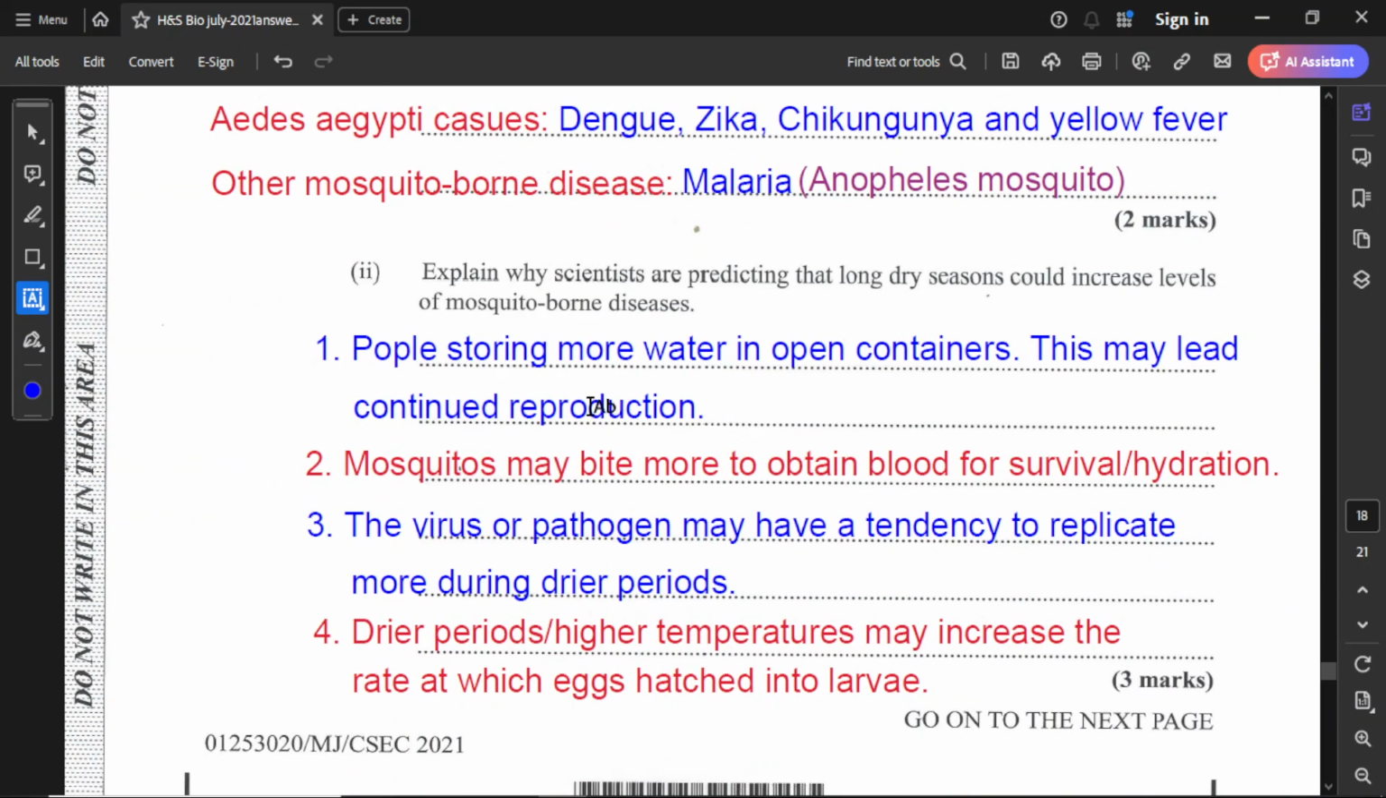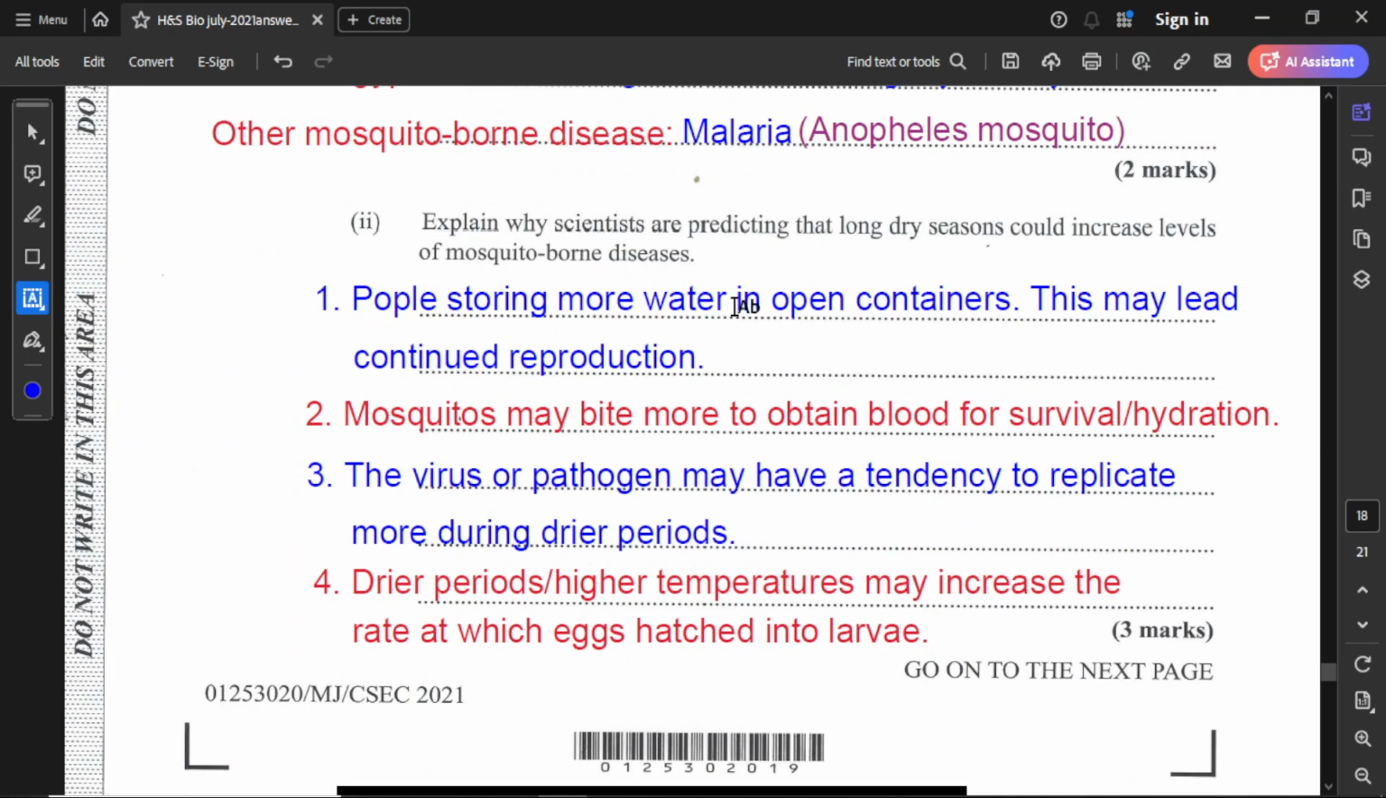Part 2 is to explain why scientists are predicting that long dry seasons could increase levels of mosquito-borne diseases. One reason is people storing water in open containers, and this may lead to continued reproduction, because of course, in a long dry season, people store water in drums, for example, and other containers, and even have storage tanks and ponds that may be open, and so mosquitoes could continue breeding or reproducing in those.